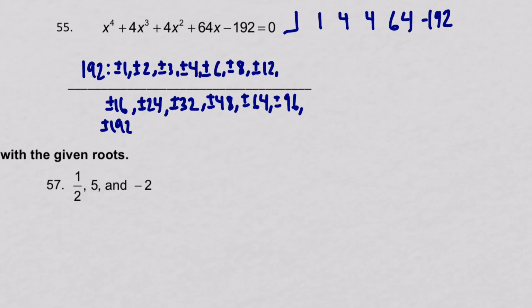Okay, so let's start with 1. Here we go. Bring down the 1. 1 times 1 is 1. 4 plus 1 is 5. 1 times 5 is 5. 4 and 5 make 9. 1 times 9 is 9. 64 and 9 makes 73. 1 times 73 is 73. -192 and 73 does not work, right? That's going to be -119. So no. Let's try -1 then.